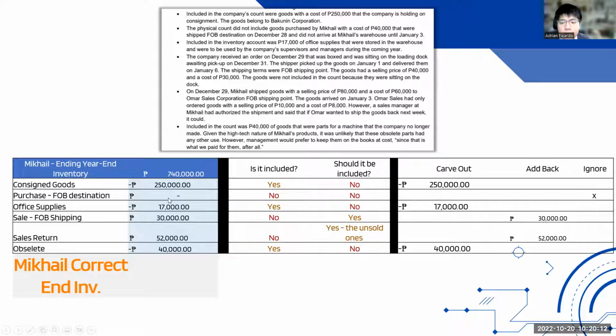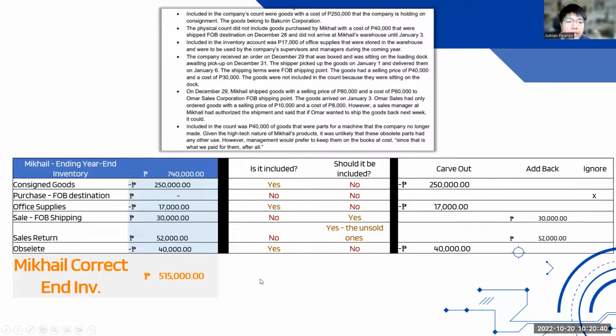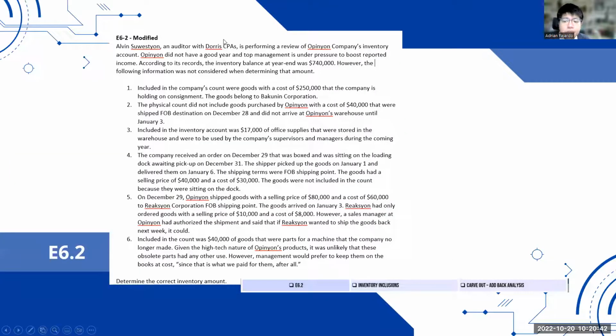So basically, we summarize lang the effects. So 740,000 minus 250, minus 17, plus 30, plus 52 minus 40 is 515. So we get our ending inventory of 550, right? So this actually ends the second exercise.